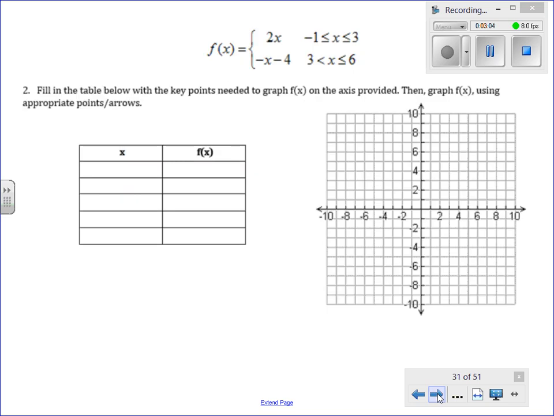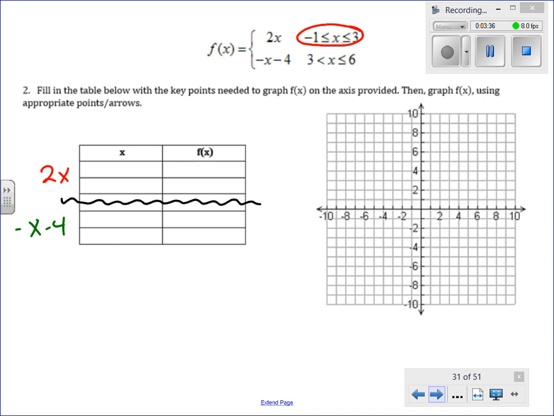Now we have the system, and we are going to graph it using our table. We're going to fill in our table first, and then we will graph it. So we're going to take it one function at a time. What I like to do on my tables is I split it so that I know that my two functions are separate. Okay, this is going to be my 2x function over here, and this is going to be my -x minus 4 function here. We get our x values from the domain.